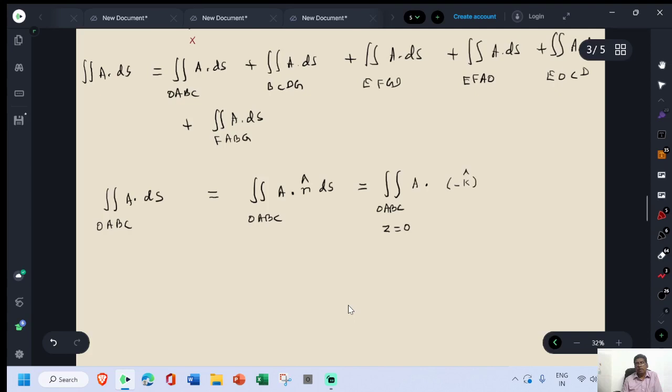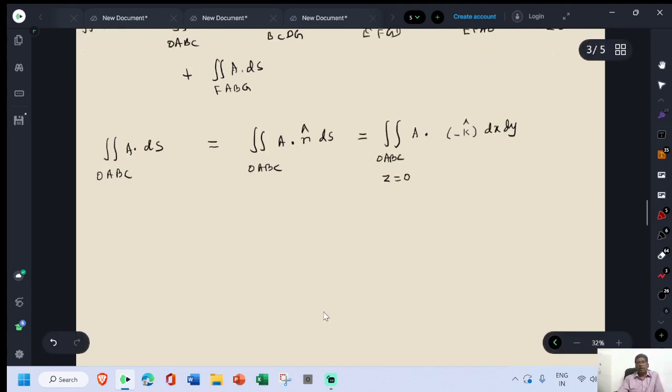A dot minus k, then the value of ds is dx dy. This is the first integral. Now the value of A is x square i plus y square j plus z square k dot minus k into dx dy.